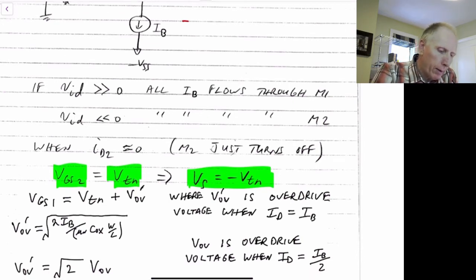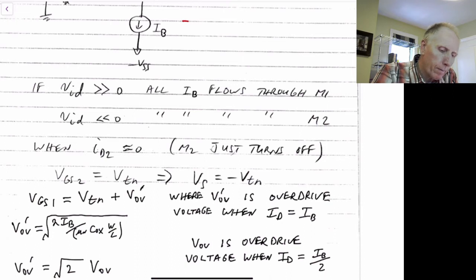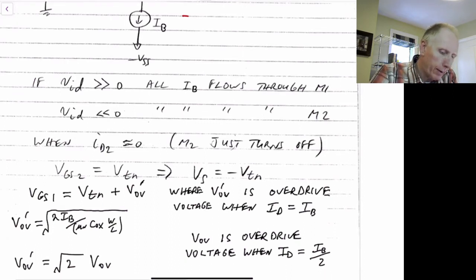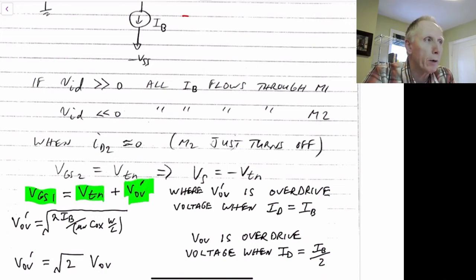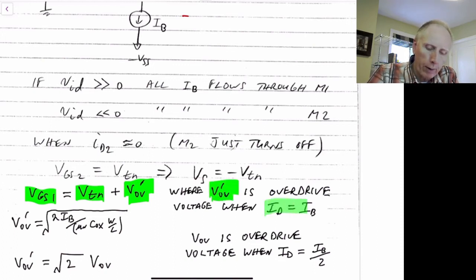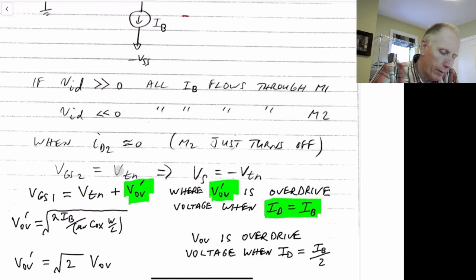Now we know that the gate to source 1 voltage is given by VTN plus the overdrive voltage, and we'll call it overdrive voltage prime here, because in this case we're dealing with the case where the current through that transistor is no longer IB over 2, but is now all of the current IB. So we'll call the overdrive voltage VOV prime for the case when the current through the transistor is equal to IB and not IB over 2.